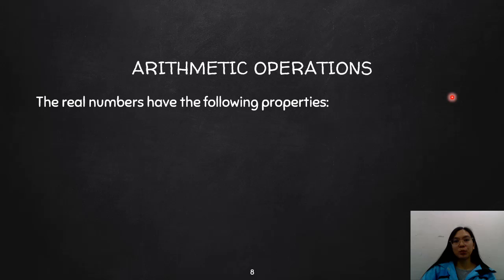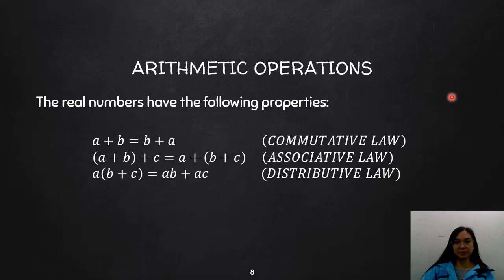So please recall that real numbers have the following properties. So you have three different laws here. You have the commutative law, wherein your a plus b is also equivalent to your b plus a. Your associative law, which indicates that quantity a plus b plus c is equal to a plus quantity b plus c. And of course, your distributive law, wherein a multiplied by the quantity b plus c is equivalent to ab plus ac. So you just distribute a to b and then a to c.